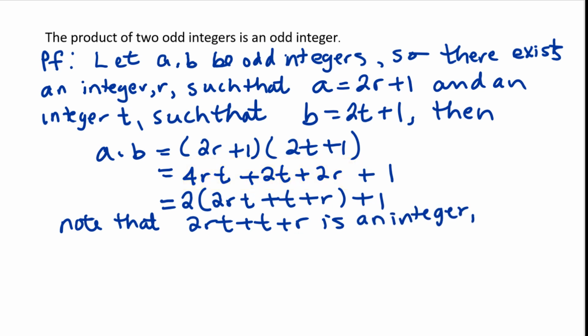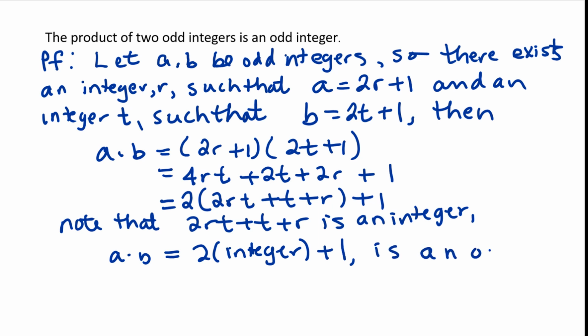And so we've actually shown that A times B is equal to 2 times some integer plus 1, which is an odd integer, as required. Now, when you finish a proof, you have to indicate that you're done. Typically, we write QED, which means you've proven what you were setting out to prove, or you can also write a little square, and that also means that you have proven what you have set out to prove.